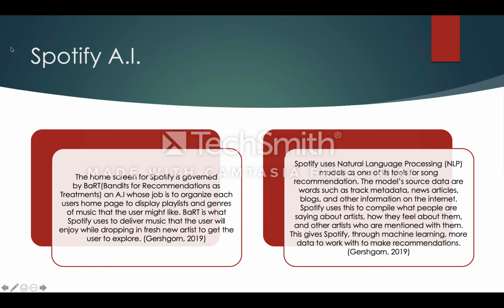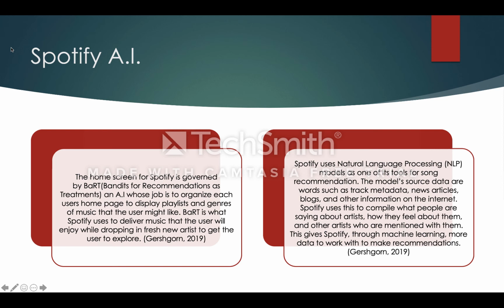As far as the AI Spotify uses, the main one is their algorithm. Basically, Spotify's algorithm is what makes Spotify Spotify. Based on the music you listen to, it will find other artists that will be similar to your taste, and it always recommends them to you, usually in a playlist called Discover Weekly or New Music Weekly.